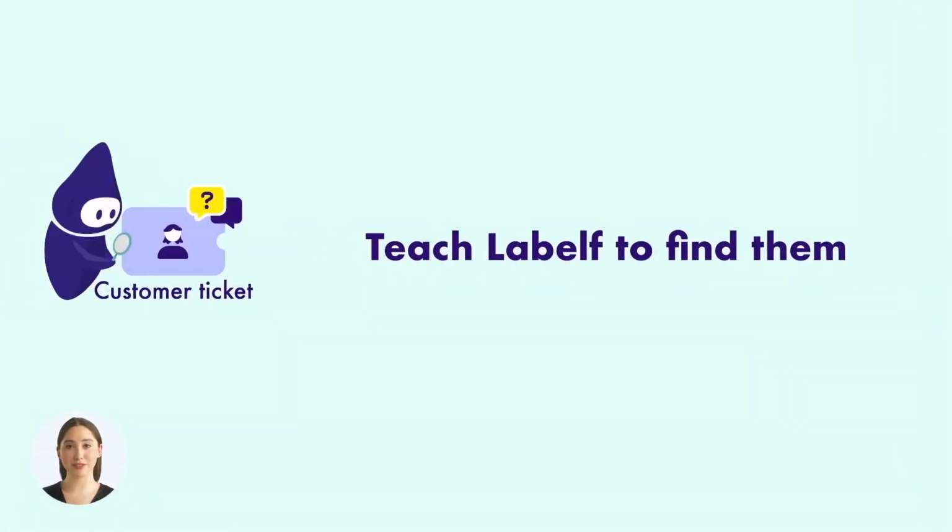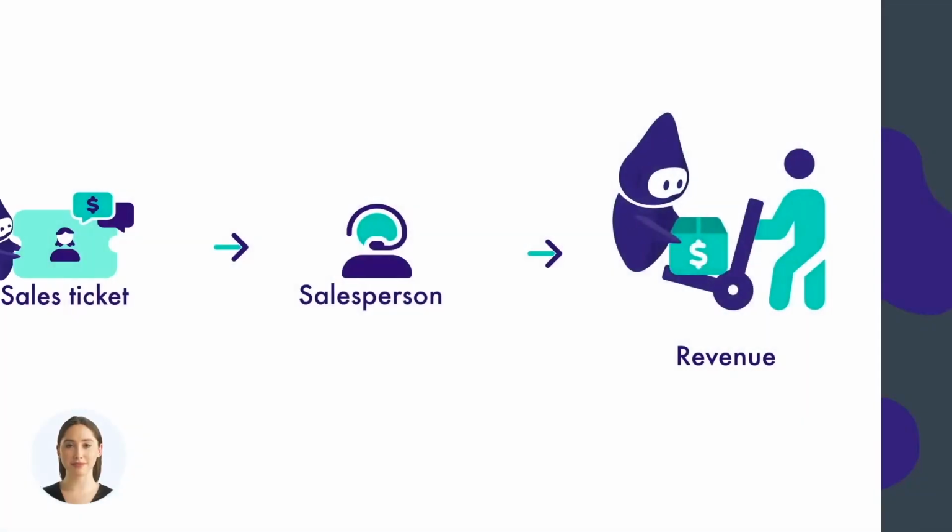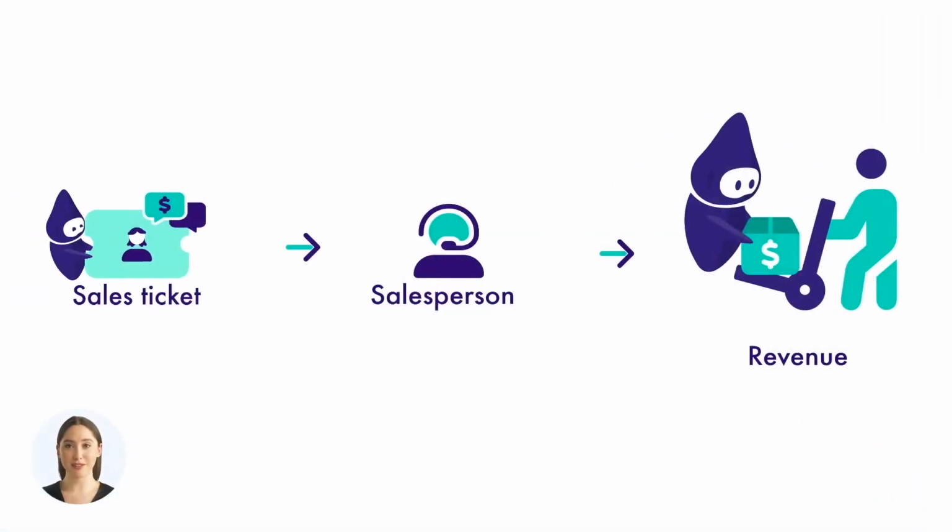You can teach Labelf to read your customer tickets and find your sales leads. Labelf can route your potential leads to a salesperson so you can optimize your queue for conversion. You can also send out customized offers to nudge them to a sale after the interaction.